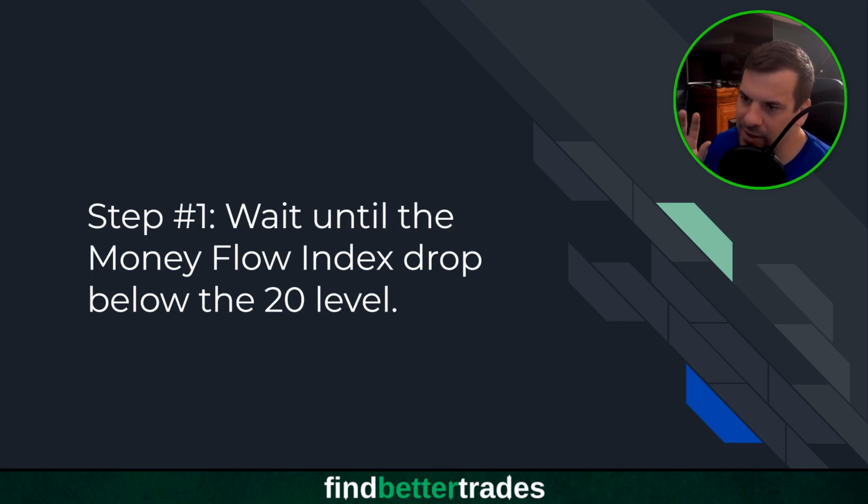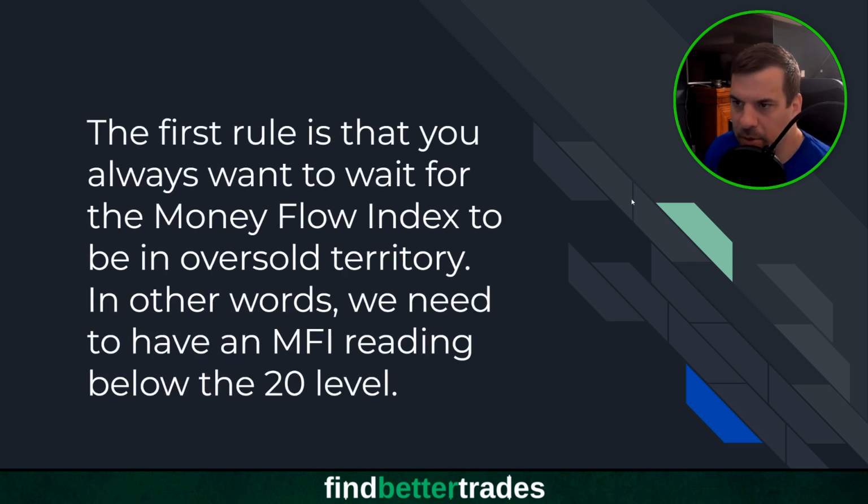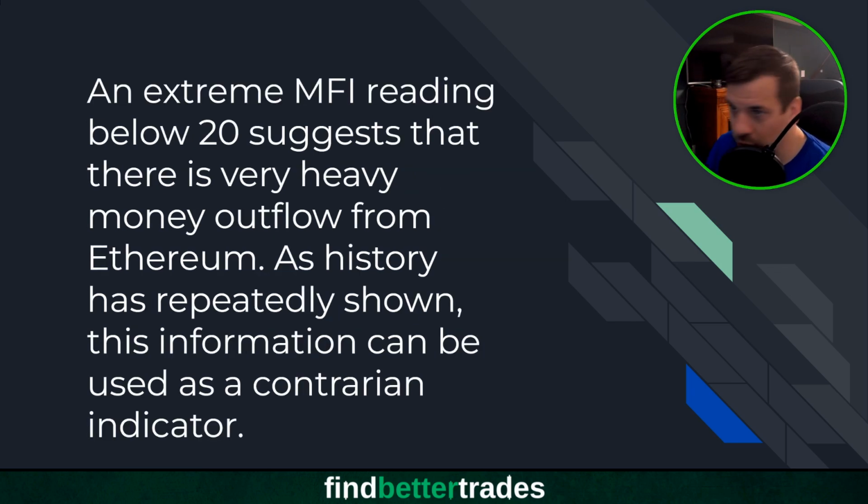So let's go ahead and dive in. Here's step one. Get ready. Step one, wait until the money flow indicator drops below 20. Very simple, right? It's got to be below 20. The first rule is that you always want to wait for the money flow indicator to be in oversold territory. That's right there at the 20.